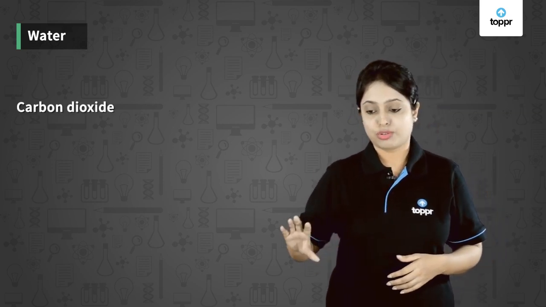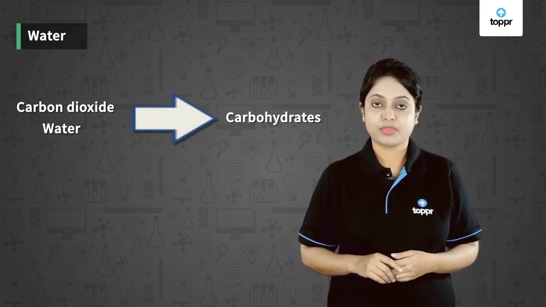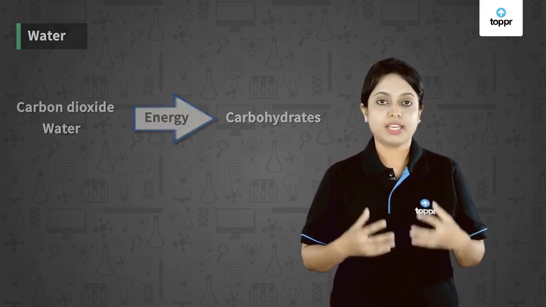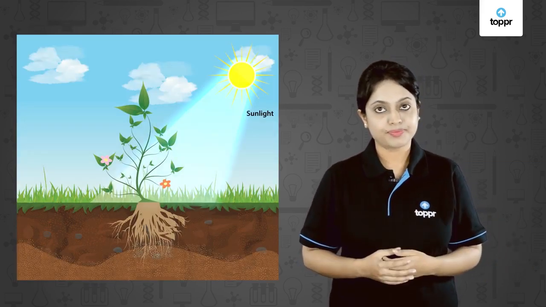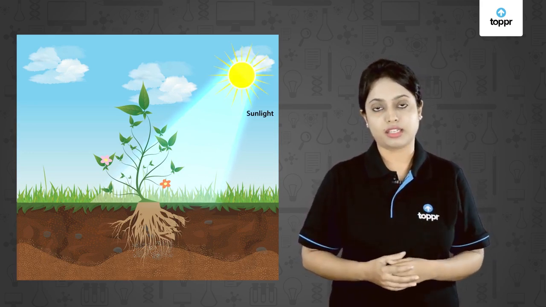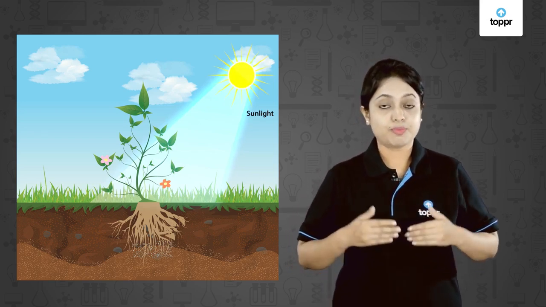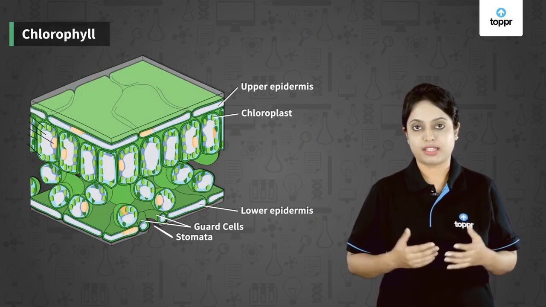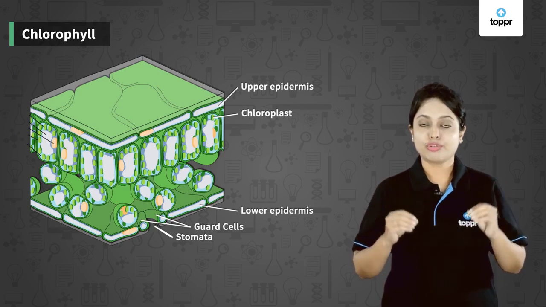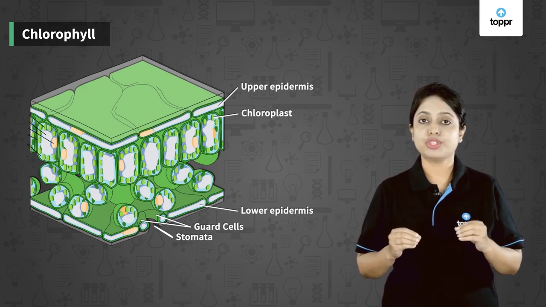Now, this CO2 and water need to be converted into carbohydrates. For this conversion, plants need energy. They obtain this energy from sunlight. Now the question arises: how do plants absorb the sunlight? For that, the leaves of the green plants have a special organelle called chloroplast. This chloroplast has a green pigment called chlorophyll in it. This chlorophyll helps in the absorption of sunlight.